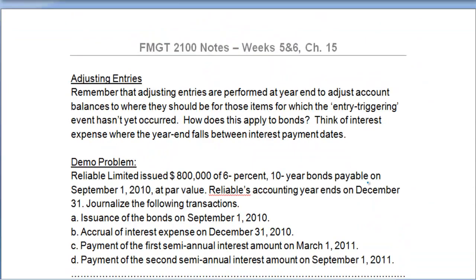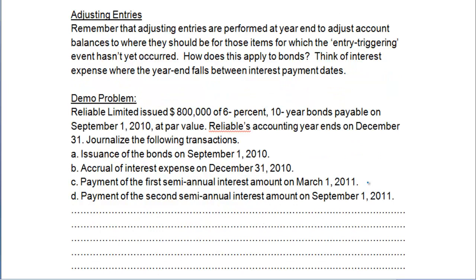Now, adjusting entries. Okay, so one of the issues that we have here is that everything we've done thus far assumes that the year end also happens to fall on an interest payment date. Now, odds of that are actually pretty slim. So what happens is that we need to do an adjusting entry at the end of the year to properly get the right balances into our accounts. So remember now, actually we'll continue this in part 3.